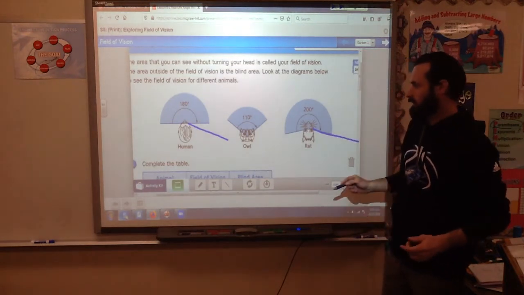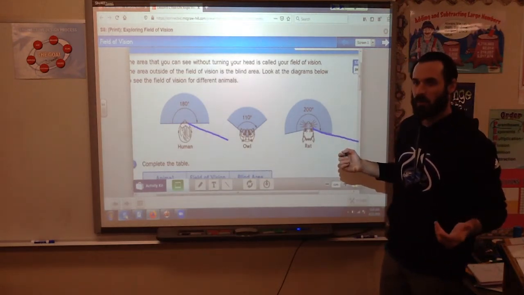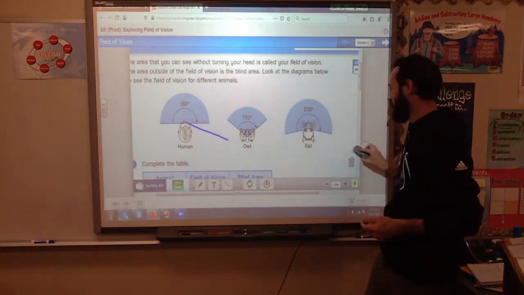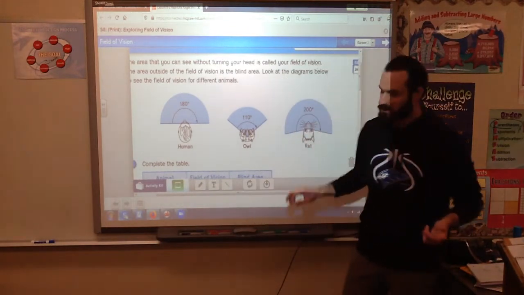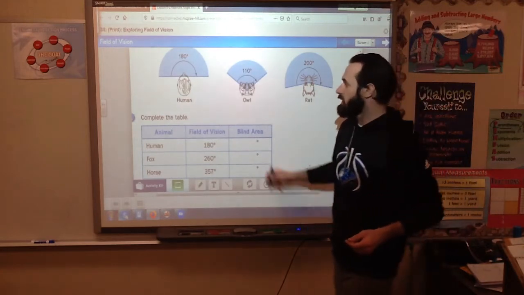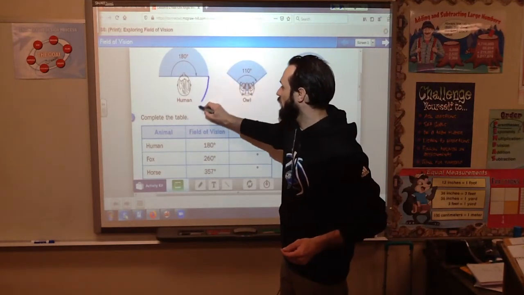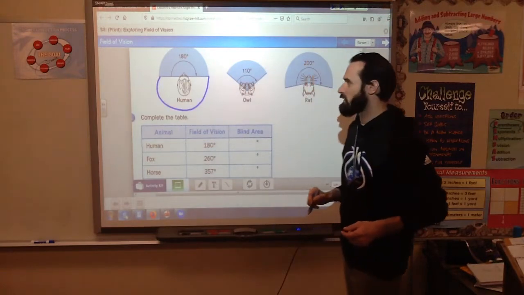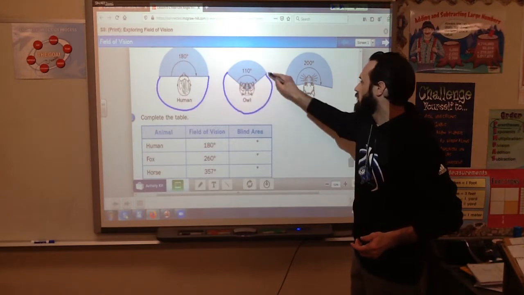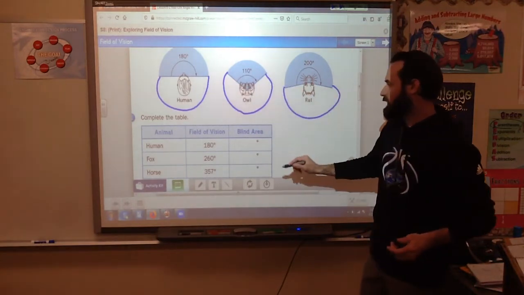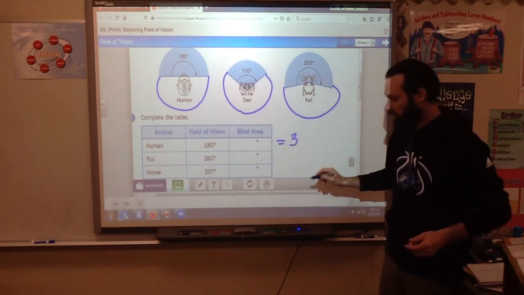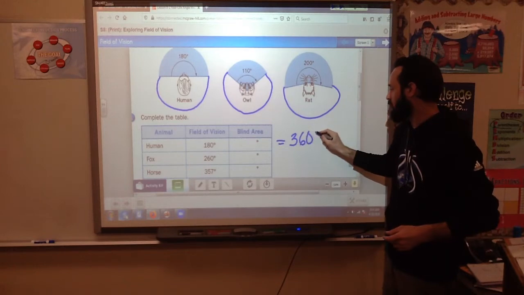So a predator, a human, we don't have a whole lot of predators, but a rat's going to be able to see a predator better than, say, a human. Owls don't really have predators too much. They are a predator, but the thing to remember is these are always a circle. Your field of vision is always a full circle. I know that's not a perfect circle. I'm drawing it freehand, but for all of these, it's a circle. So today, for all of these fields of vision, field of vision plus blind area should always equal 360 degrees.